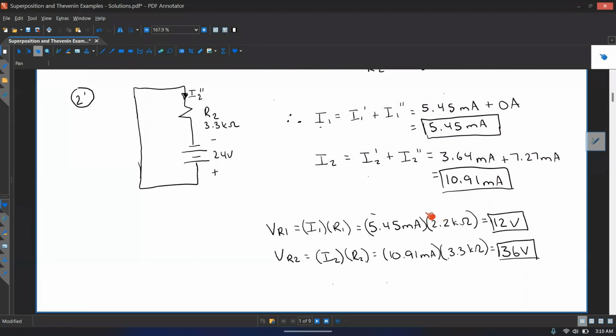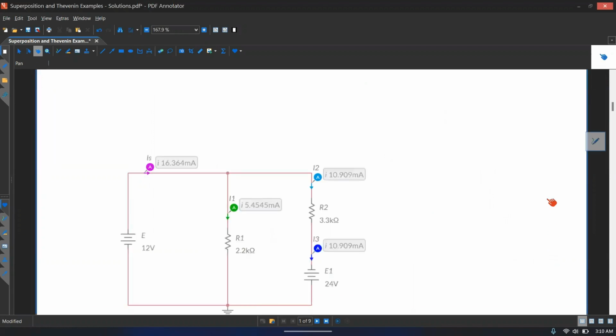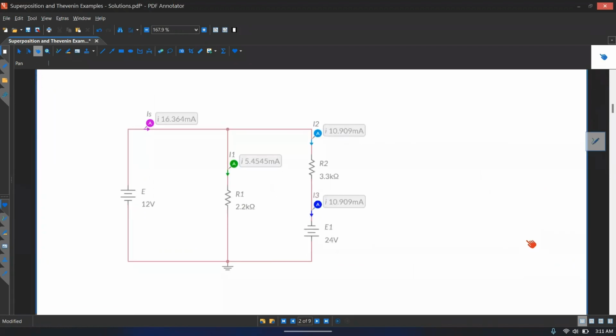And of course, if you want to find the voltage across each resistor, you can just do a simple Ohm's law. And here's the Multisim circuit that verifies the calculations. So you got I1 at 5.45, and then I2 is 10.909, or 10.91 milliamps.